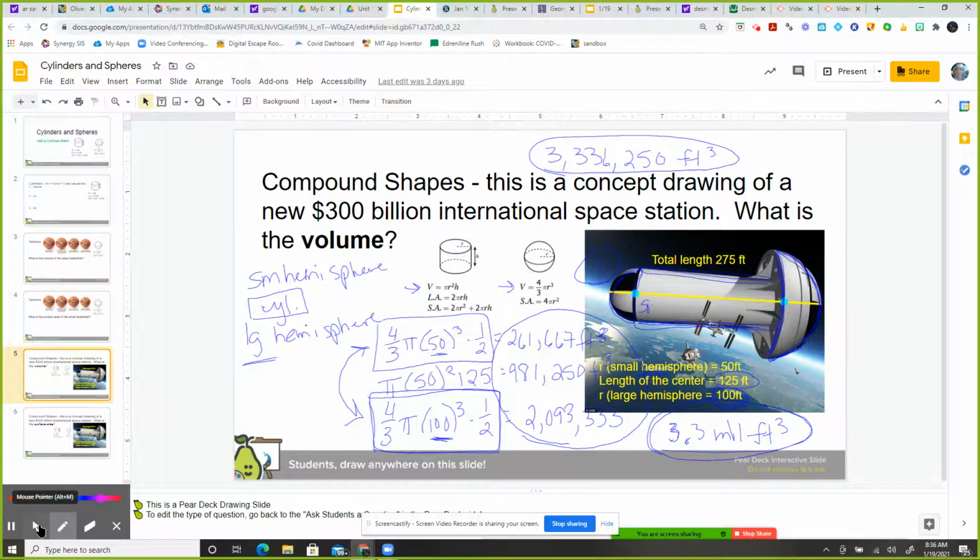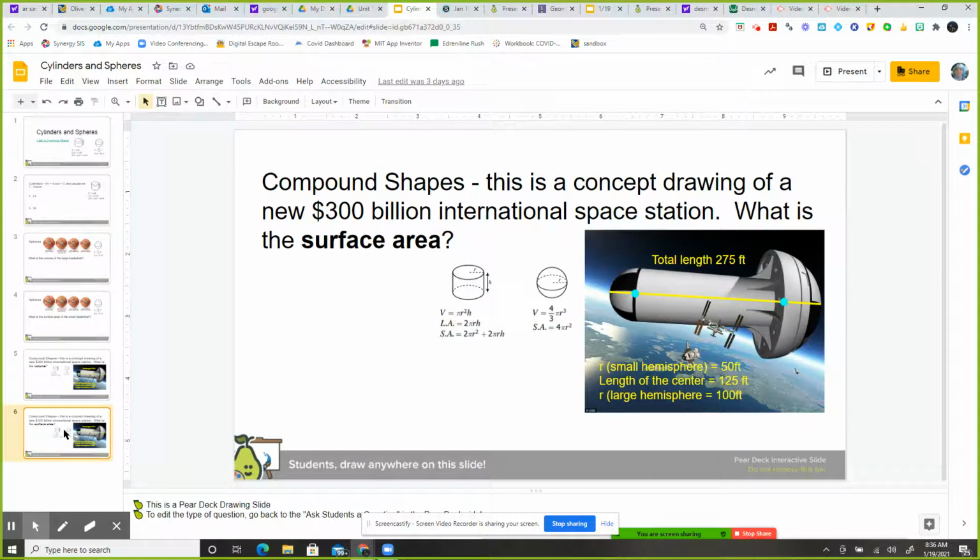You ready to go to the last slide? Okay. We've got that same International Space Station to replace the current one, but now we're talking about the surface area. So we know the astronauts, when they get there, are going to have 3 million cubic feet of space inside, but how much material is it going to take to build it on the outside? So that's the surface area.